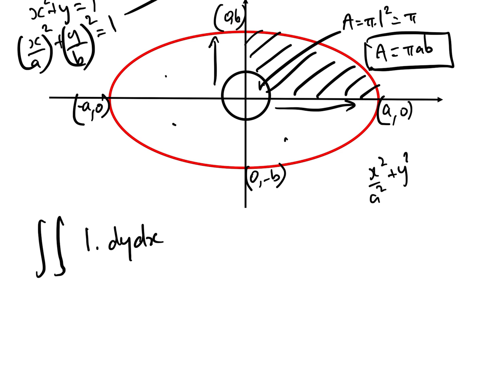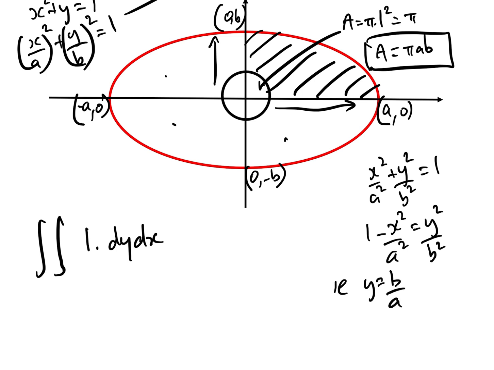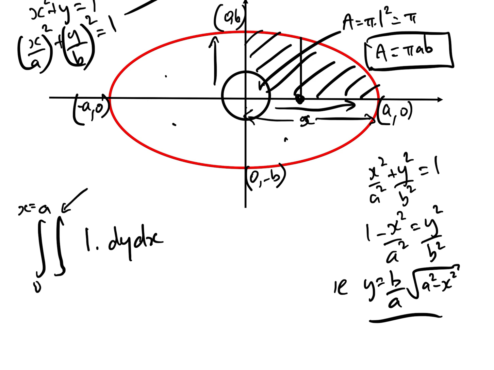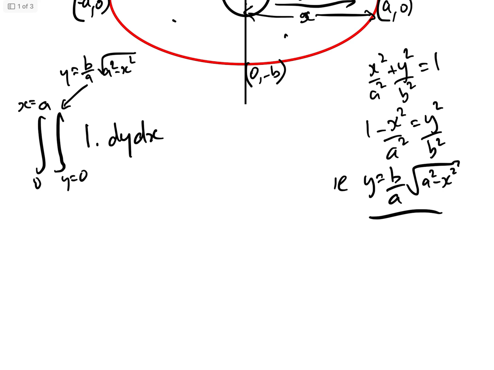And now as x squared over a squared add y squared over b squared equals 1, then we have 1 minus x squared over a squared equals y squared over b squared, i.e. y equals b over a root a squared minus x squared. So basically we know our point here is going to go from y equals 0 up to here, y equals b over a root a squared minus x squared, and we know that it's going to go from x equals 0 all the way through to a, so we can put our double integral limits here.